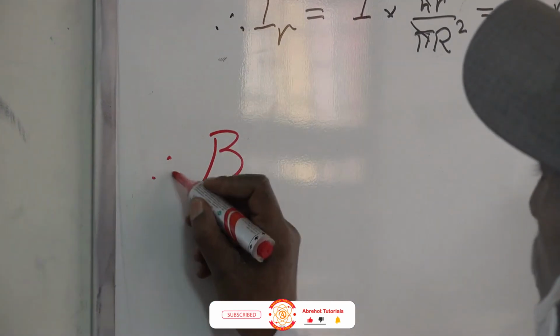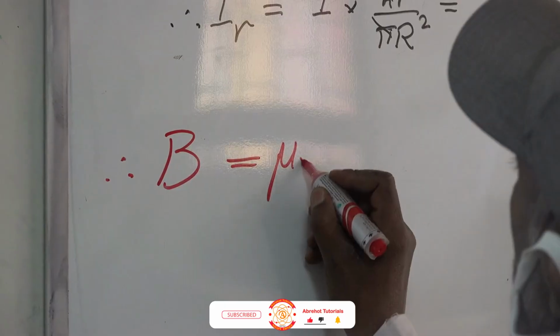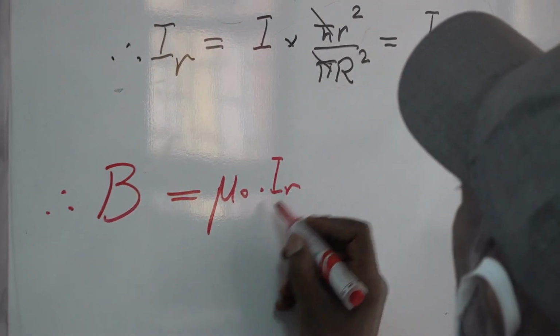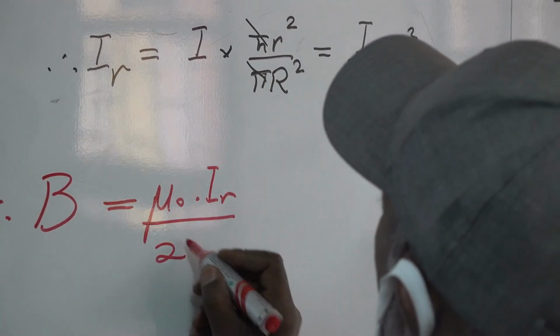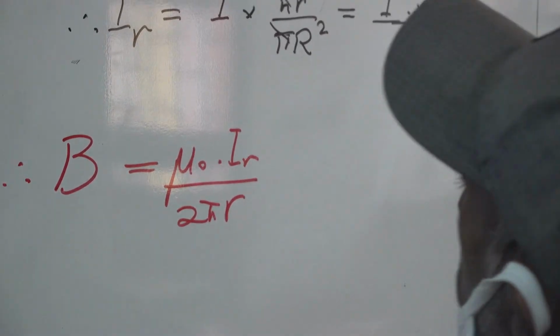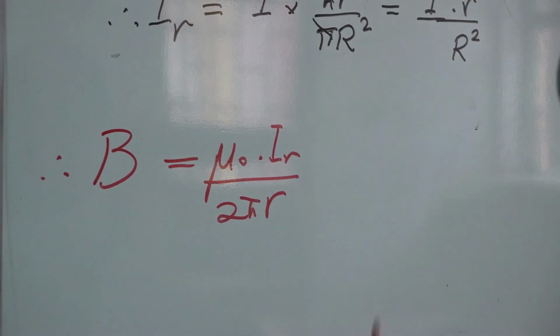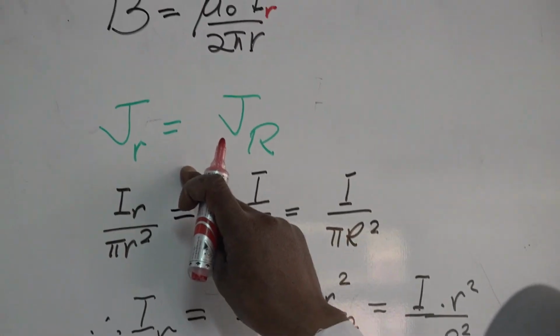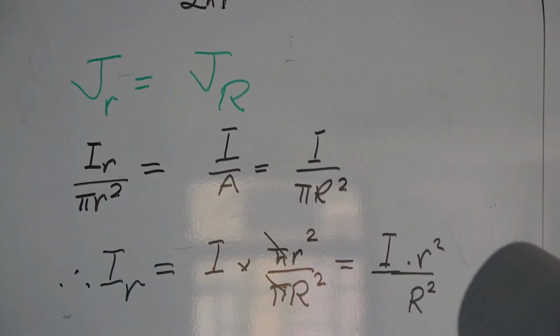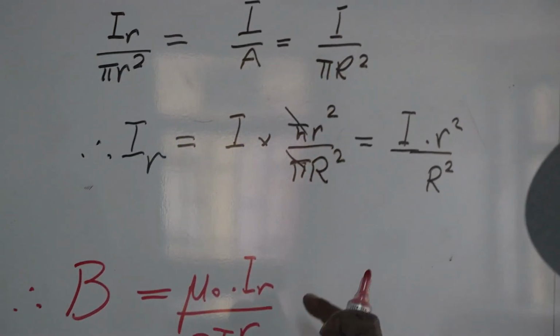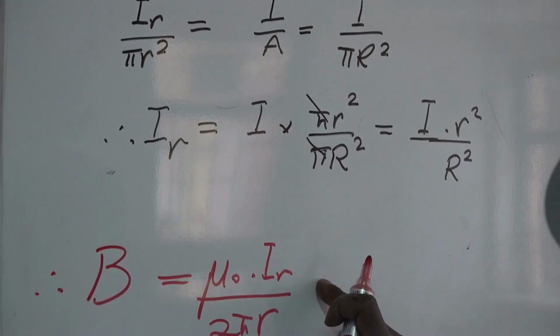B, therefore, equals mu 0 I_R over 2 pi r. You can get I, but it's difficult to get I_R. So how do you get I_R? From this simple formula, J_R, your current density within any specified volume, is constant. Therefore, the I_R we get here we substitute in here.